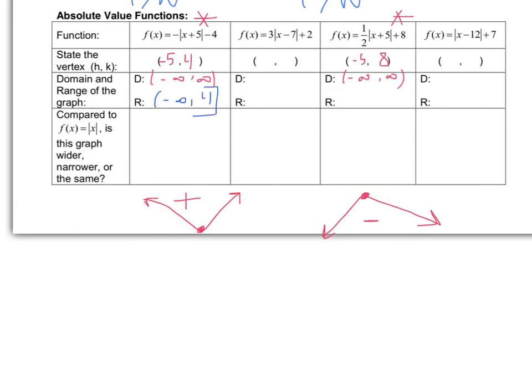Now this one, it's plus, so it's going to be a regular absolute value function. So the range is going to be from the y of the vertex up. So it's going to be 8 to infinity.